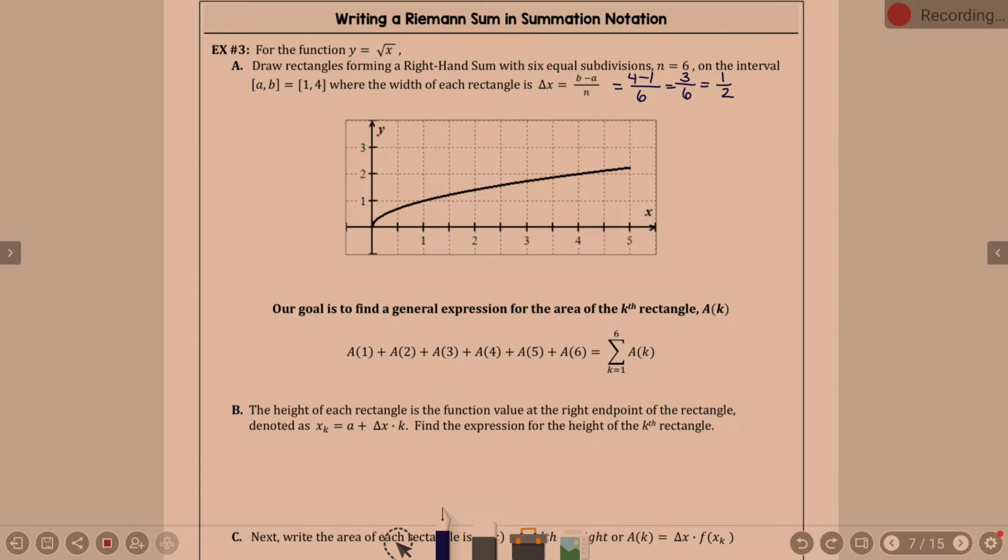So write Riemann sum. So from 1 to 1.5 is an interval. Since it's right, what are we doing? We're putting our point on the right side, yes? So that's from 1.5 to 2. Your point's going to be at 2.